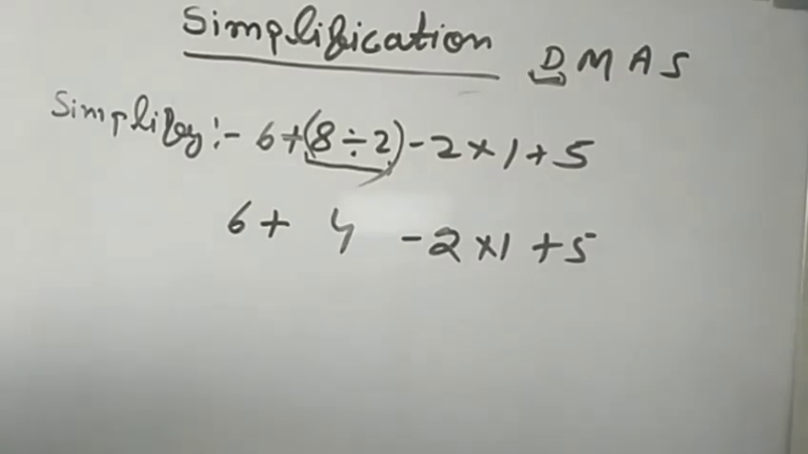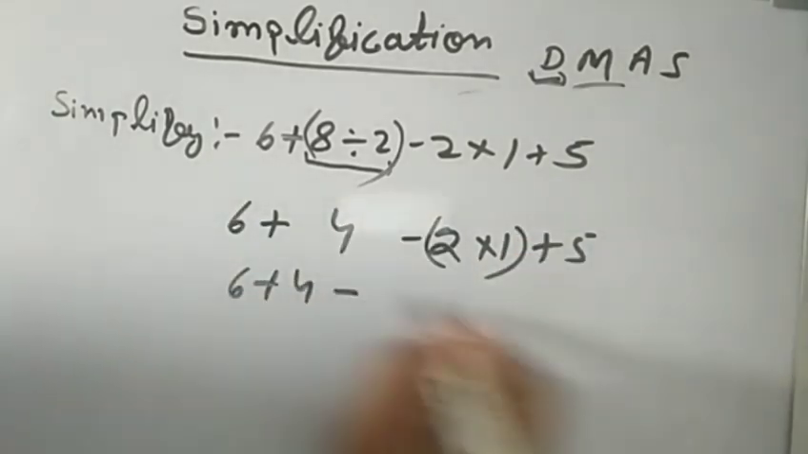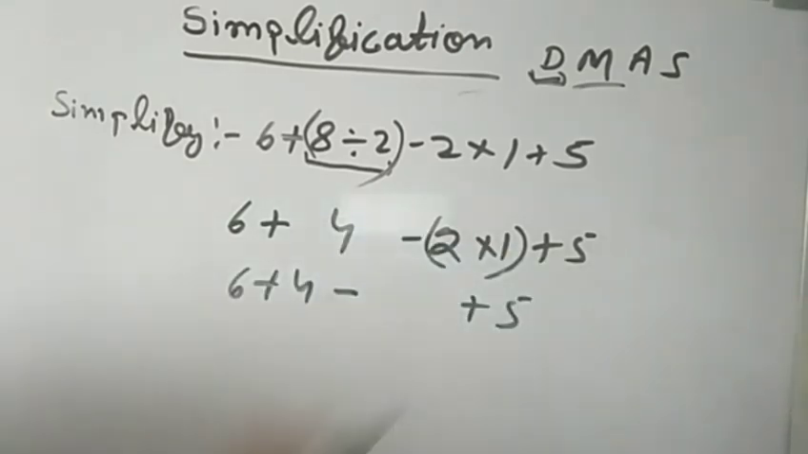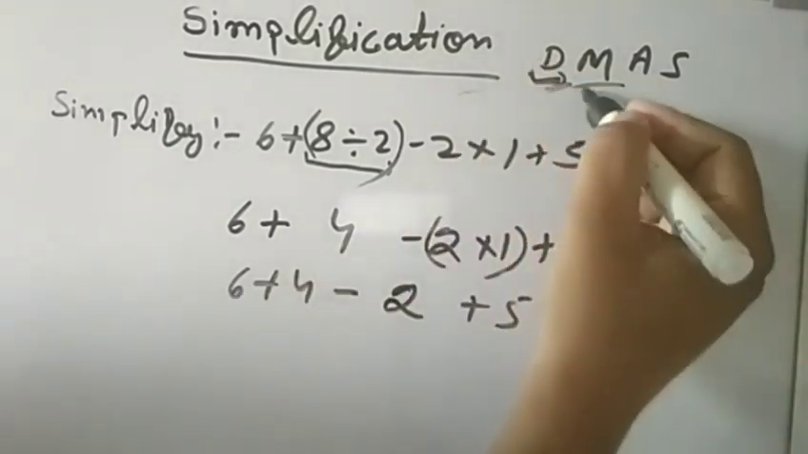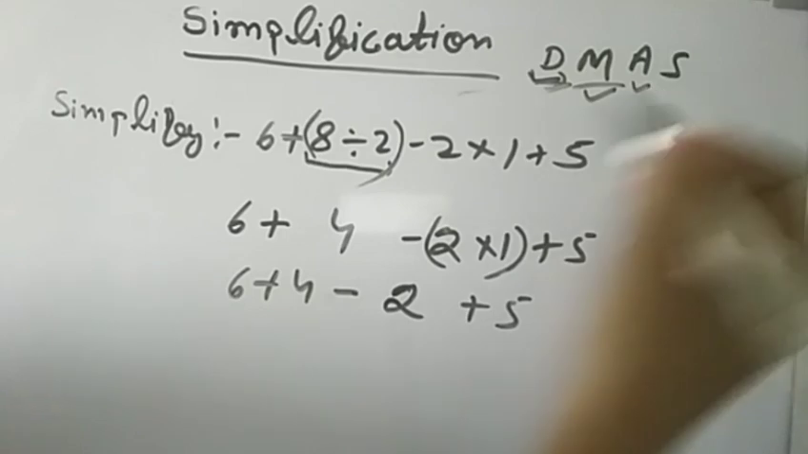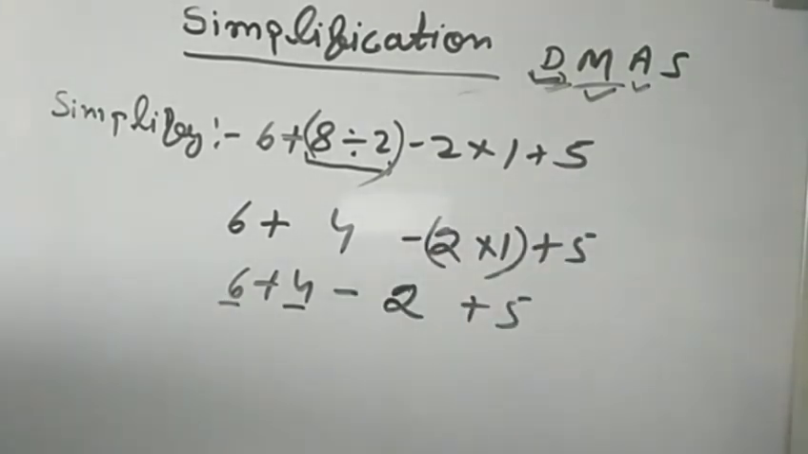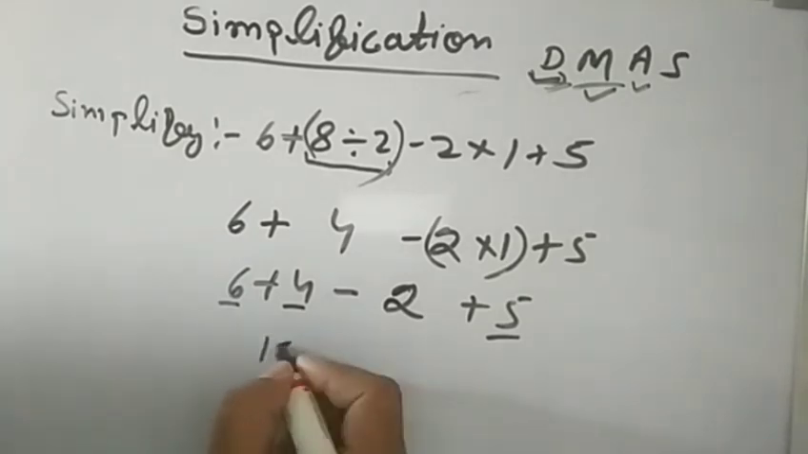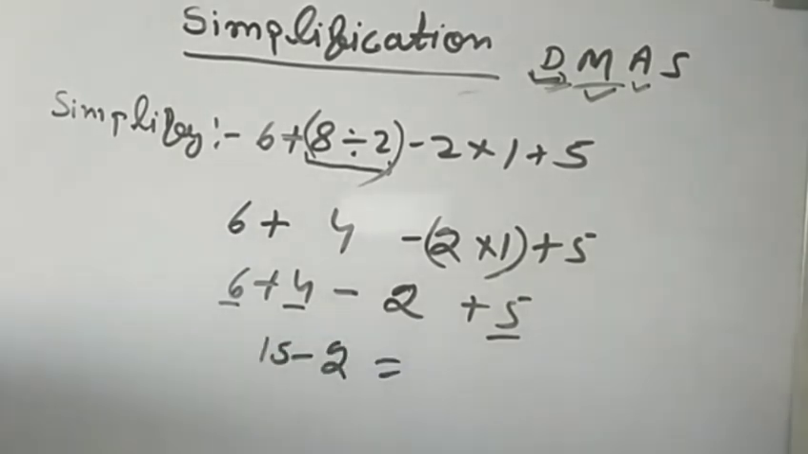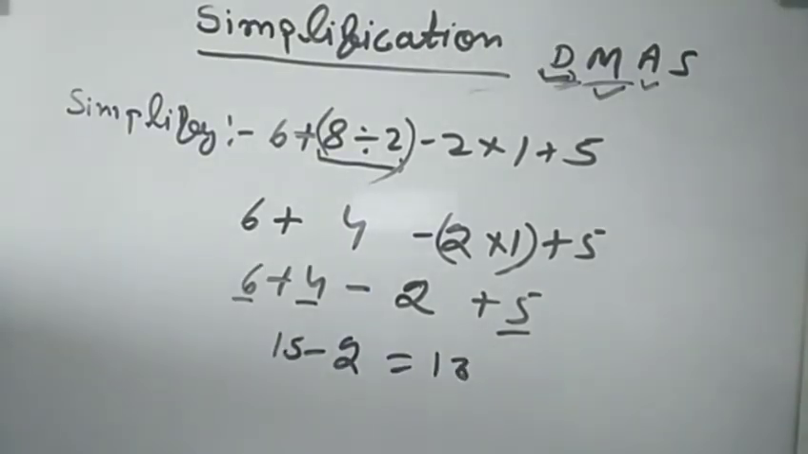Now division is done. Now we have to do multiplication. So where is the multiplication? It is between 2 and 1. Now write all the numbers as they are and multiply these two numbers. 2 into 1 is 2. Okay, now division is done, multiplication is done. Now we have to do addition. 6 plus 4 is 10, plus 5 is 15. So 15 minus 2. Now addition is also done. 15 minus 2 is 13. So the answer is 13.